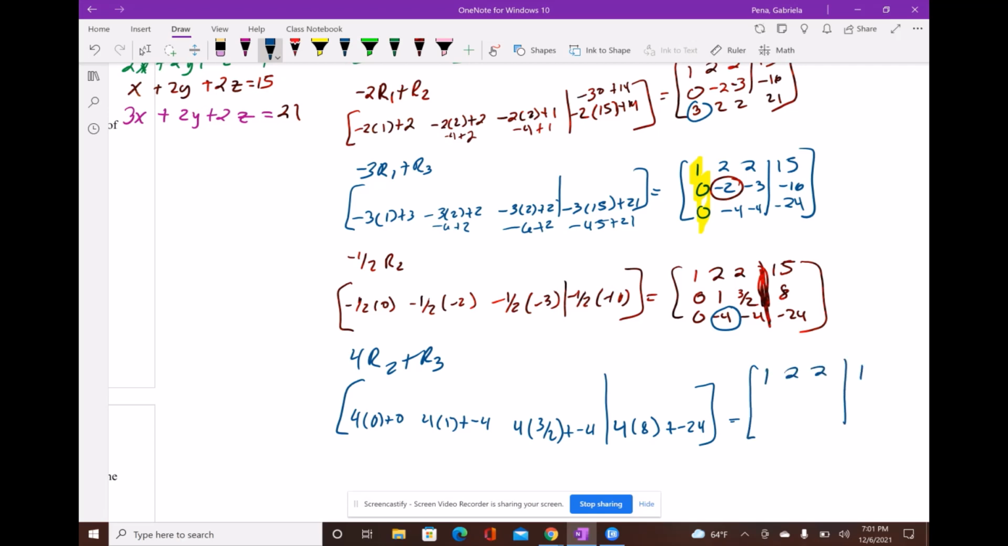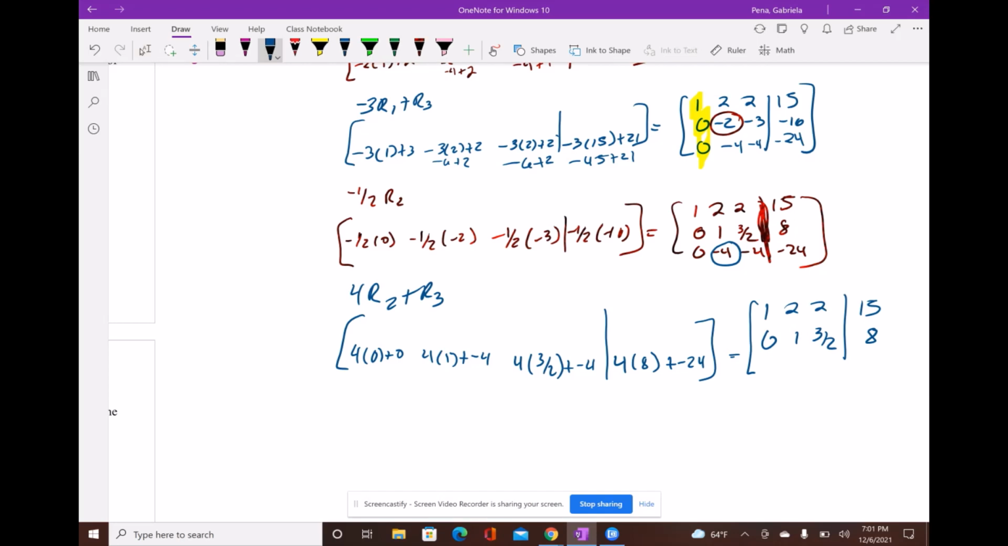1, 2, 2, 15. 0, 1, 3/2, 8. And this is a 0. Does this become a 0? Yes. 12 divided by 2 is 6, plus a negative 4 is positive 2. 32 plus a negative 24 is a positive, is it 8? I think so. One step away.